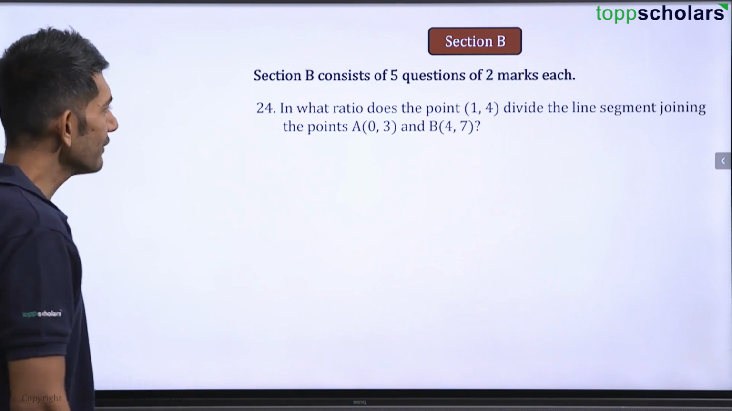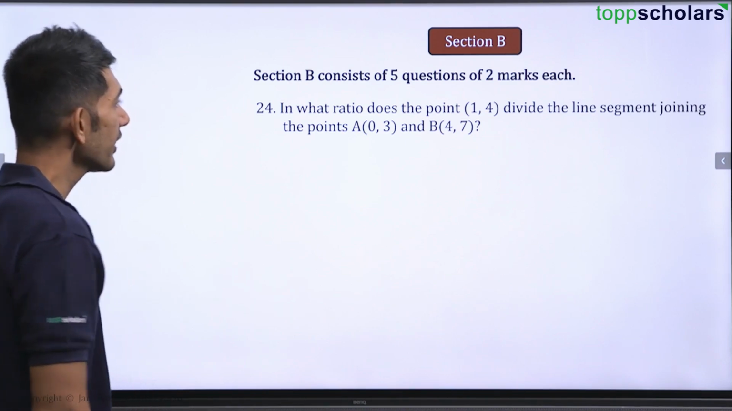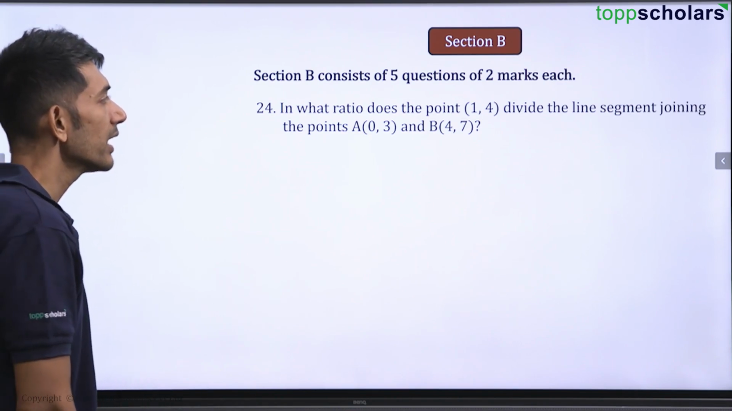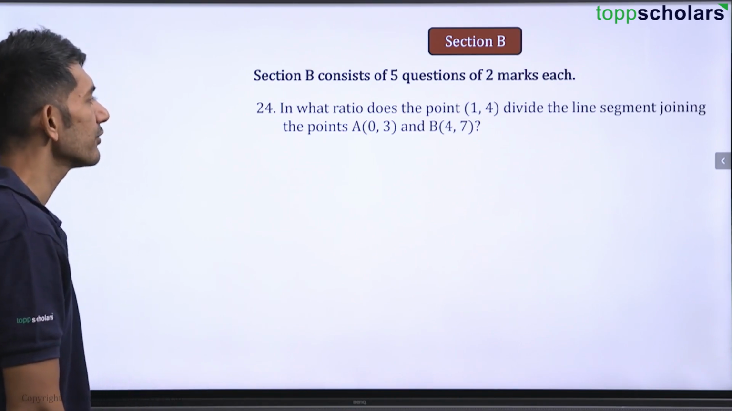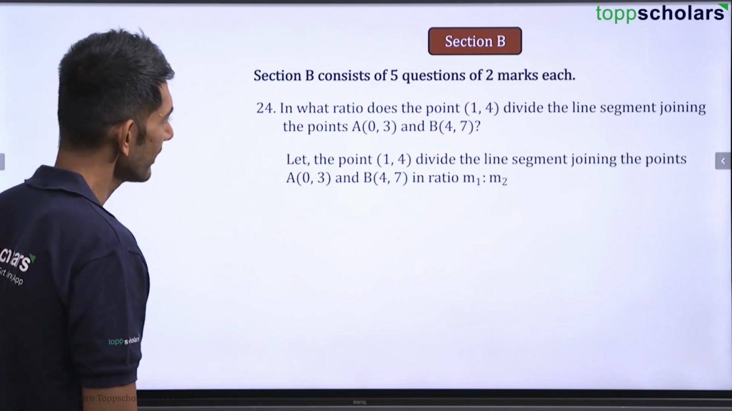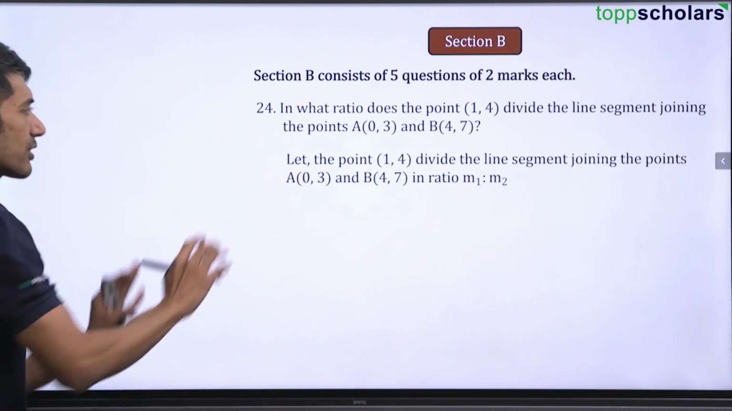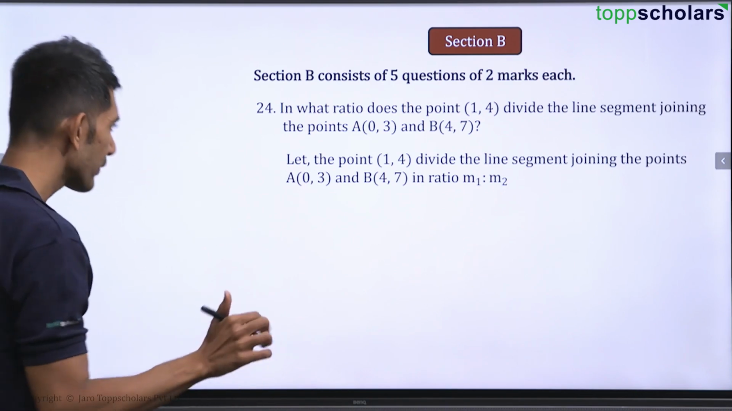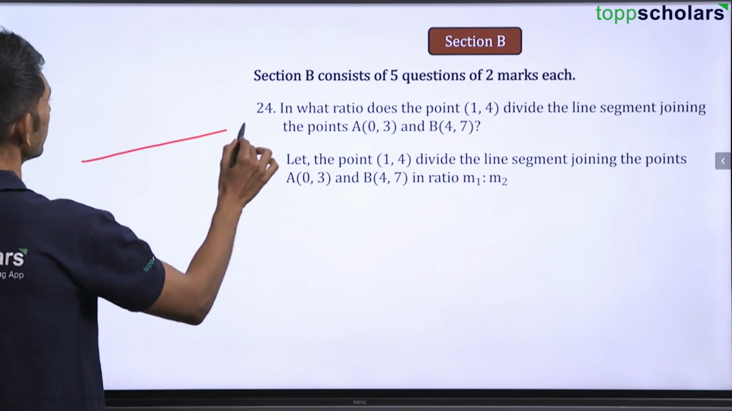Okay. So we have this question. It says, in what ratio does the point (1, 4) divide the line segment joining the points A (0, 3) and B (4, 7)? Now always remember, in such types of questions, generally you draw the figure. It's better if you draw the figure. How to draw it? Something like this.